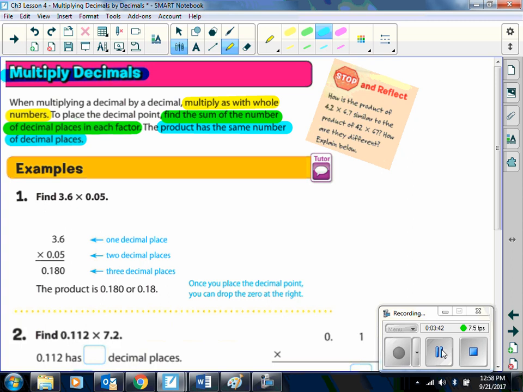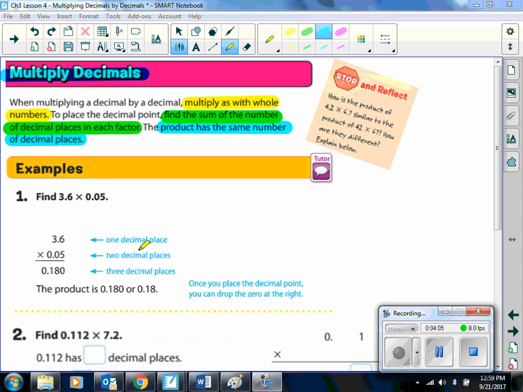Okay, so the product has the same number of decimal places. In other words, when you are multiplying a decimal times a decimal, you multiply like normal. And then you count how many numbers are behind the decimal in the problem, and the answer will also have that many numbers behind the decimal.